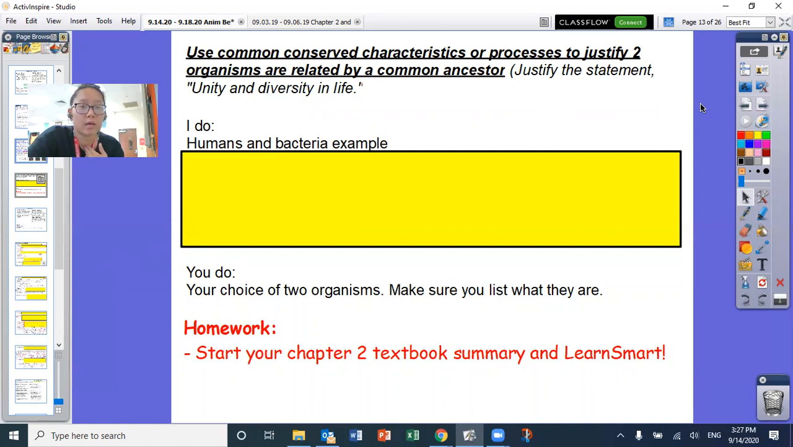And then once you read through and understand my example, you're going to pick two organisms and you're going to explain similarly how they could be related by a common ancestor, whether it be by processes, by looks, by where they live. You can look those all up on the internet to figure those out.